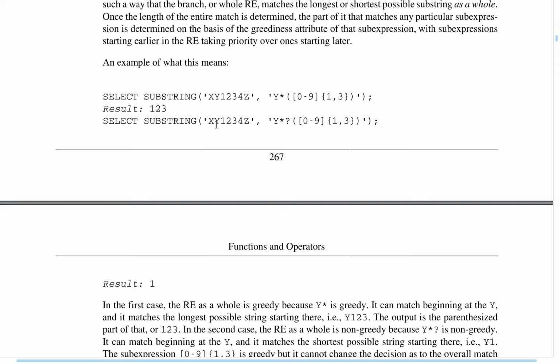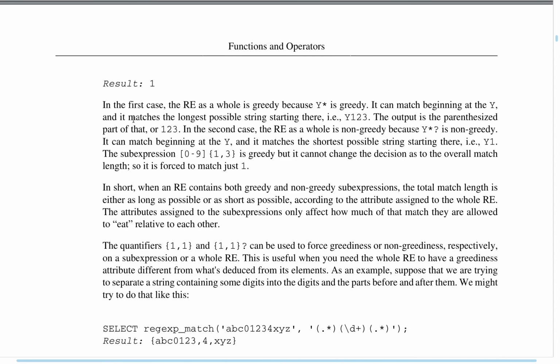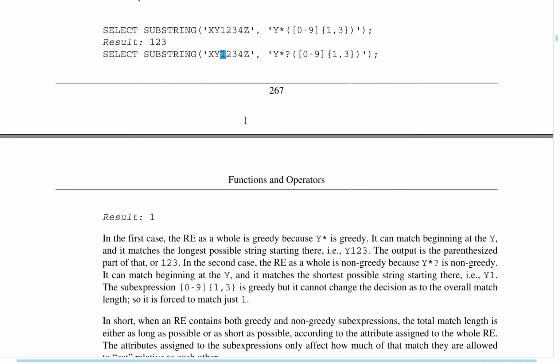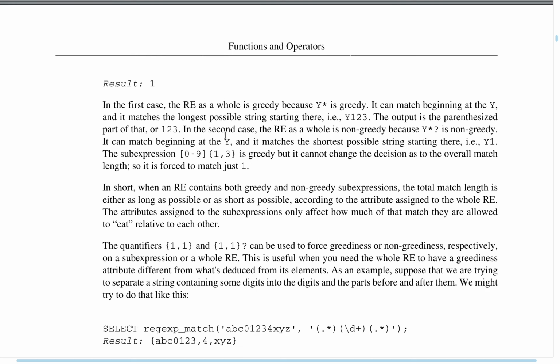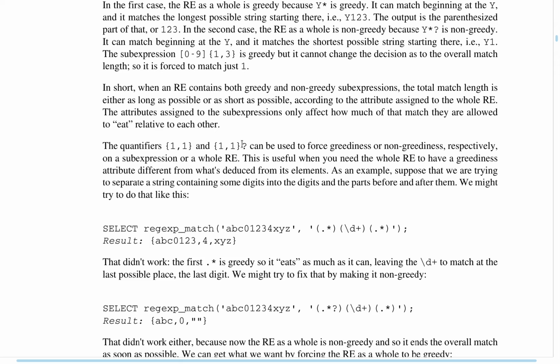Now again we have xyz1234. Here a question mark is there, so it becomes a non-greedy match. It will match the shortest, that is one alphabet or alphanumeric character, that is 1. In the first case, the RE as a whole is greedy because the star is greedy. Star is greedy and question mark is non-greedy, and that is why it matches the whole thing. So I'll skip this part.